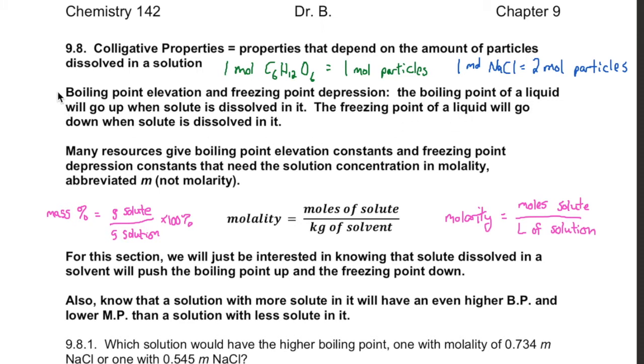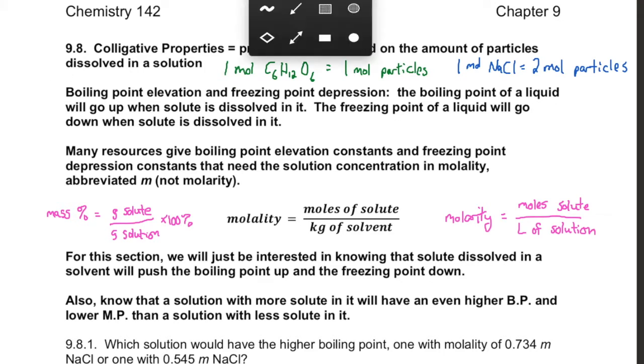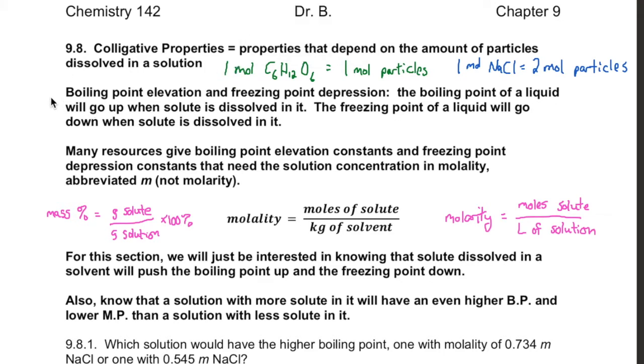What sort of properties are they? Well, if you dissolve something in water or in any solvent, you get an increase in the boiling point. The boiling point goes up, and you also get a decrease in the freezing point. The freezing point goes down. So the freezing point of salt water is lower than pure water, and the boiling point of salt water is higher than that of pure water.